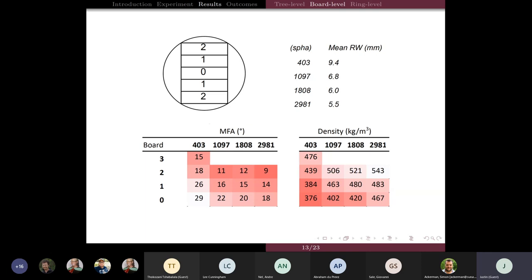The reverse is true for wood density. It still becomes more favorable, but the values are improved favorably as we move from the pith outwards, and also from 4.03 to 2.981 stems per hectare.